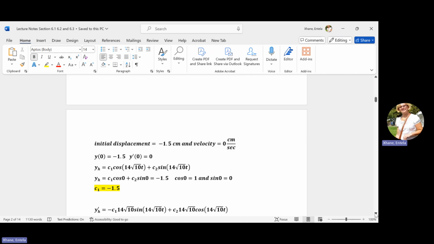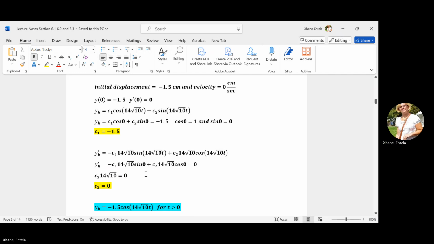And then in order to use the second initial condition, we have to differentiate. So this is the derivative of the displacement equation. If we differentiate cosine, we get negative sine. So that's why you see negative C1. But because of this 14 square root of 10, we have to differentiate 14 square root of 10 t, so that's why we pull out this coefficient in front of it. So negative C1 times 14 square root of 10 sine of 14 square root of 10 t plus C2 times 14 square root of 10 cosine of 14 square root of 10 t. And we substitute t by 0, and then we set this equal to 0.